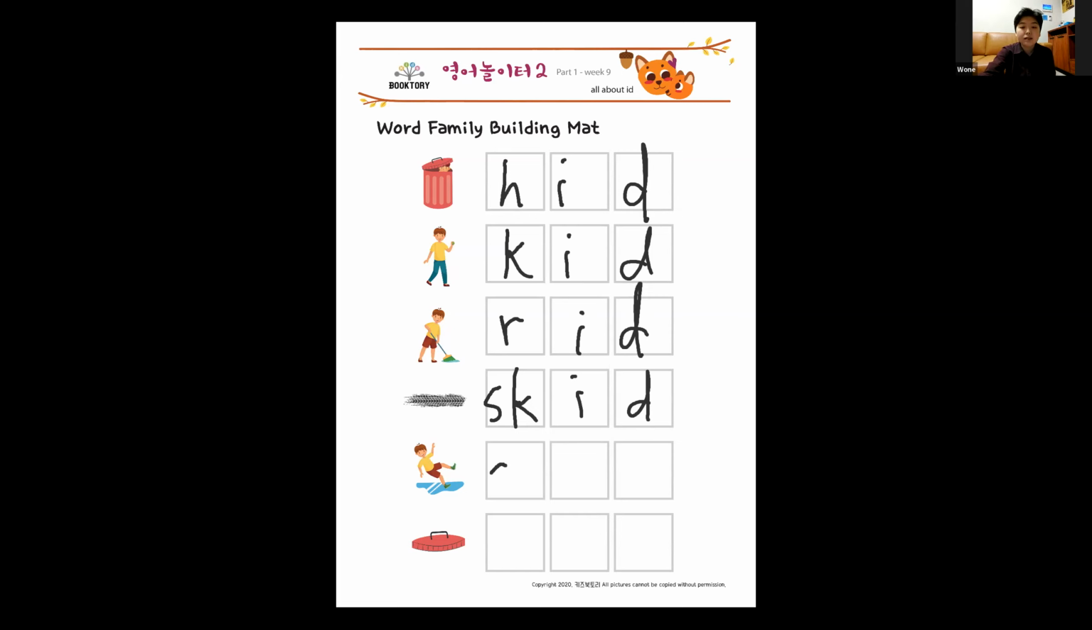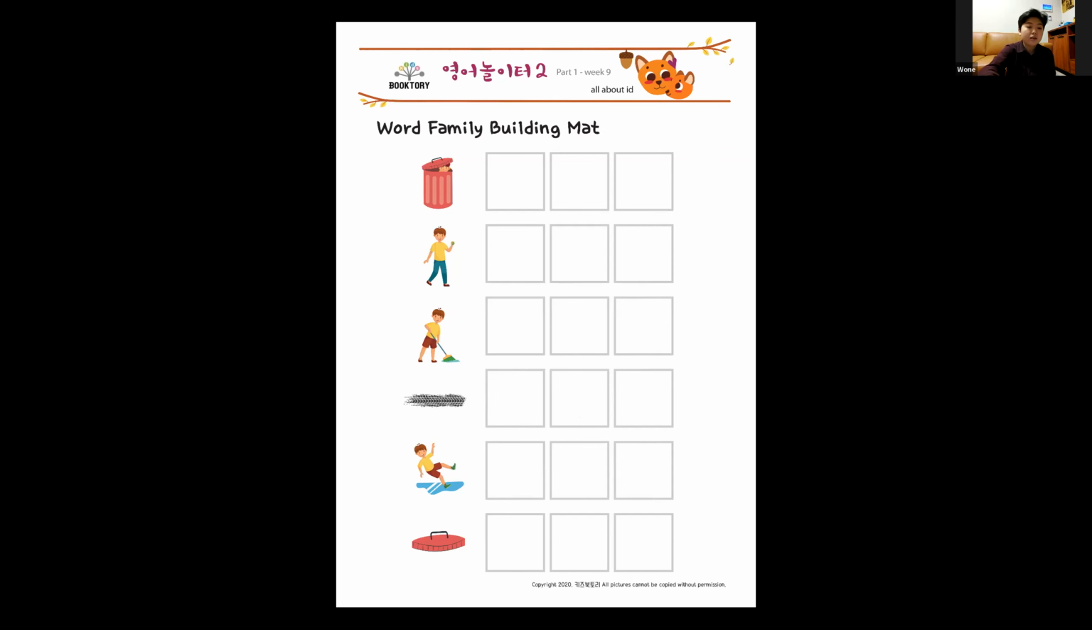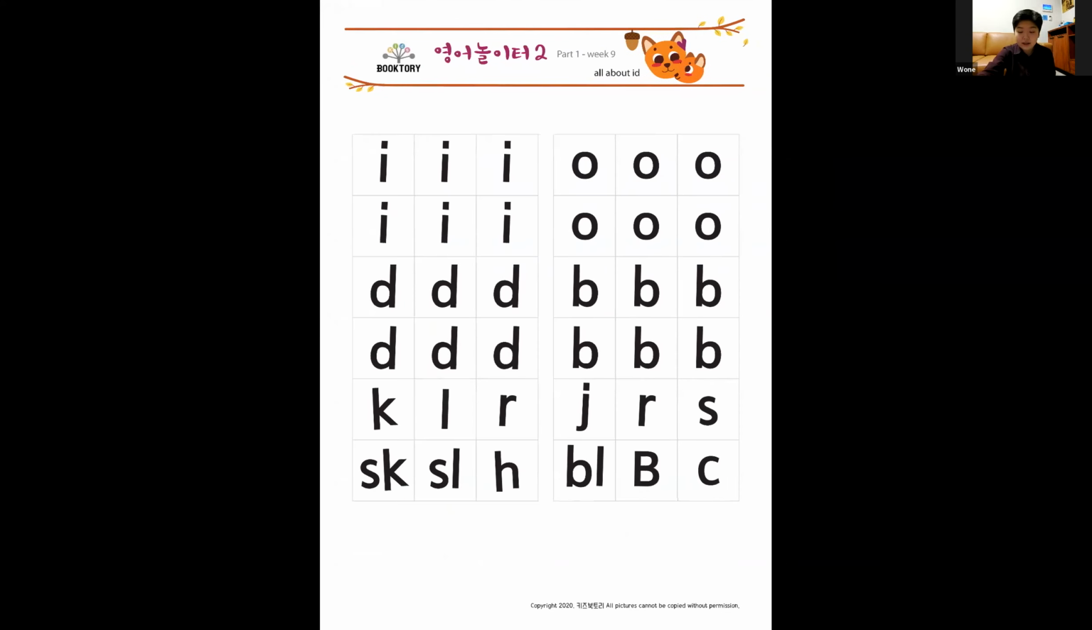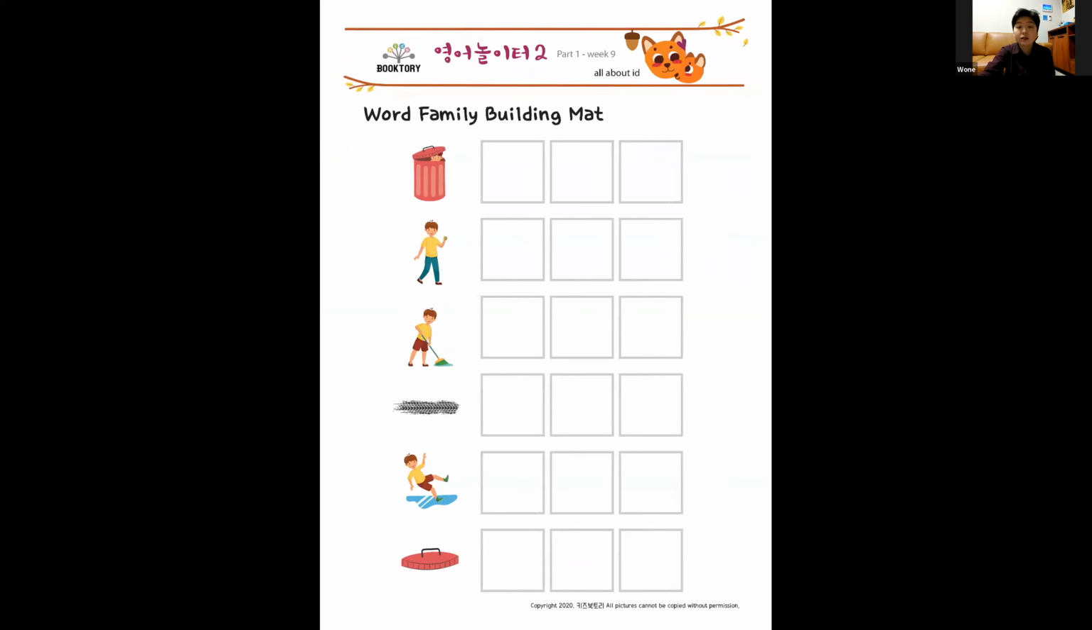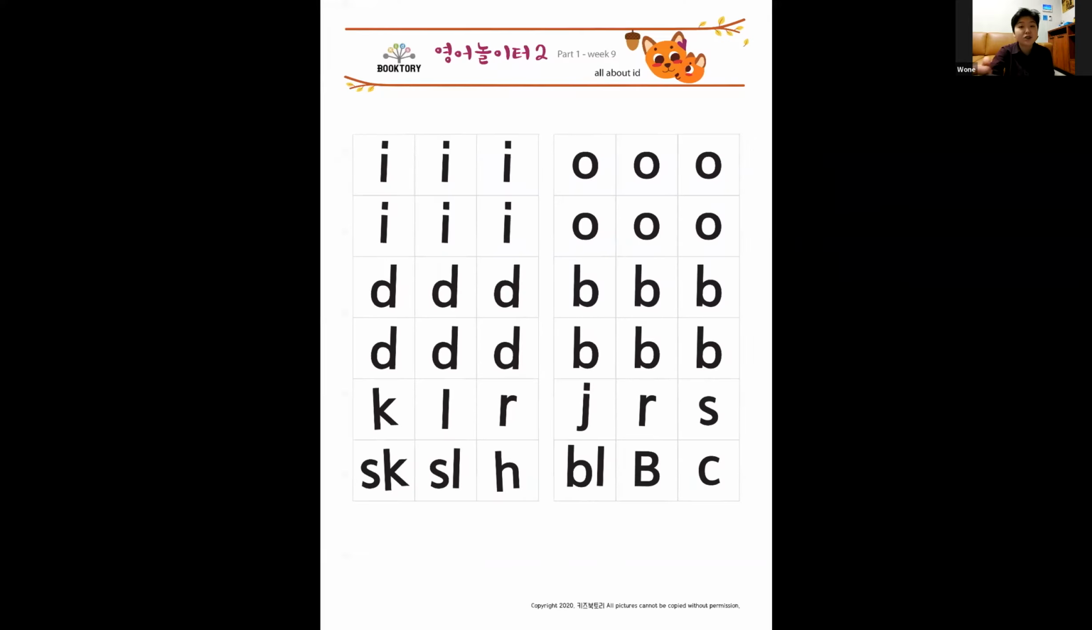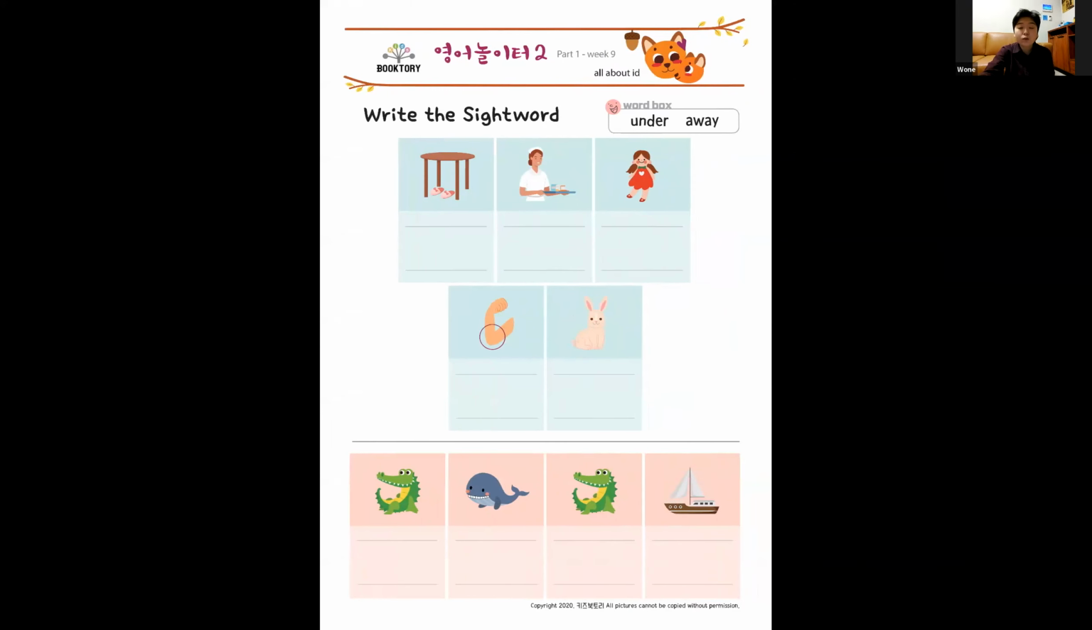Slid. S, L, I, D. Slid. Finally, it's going to be lid. L, I, D. Good job. Let's go on to the next page. You can also cut it out and glue it onto the squares over here if you want. I just wrote it. Practice your sight words with your mom and dad.